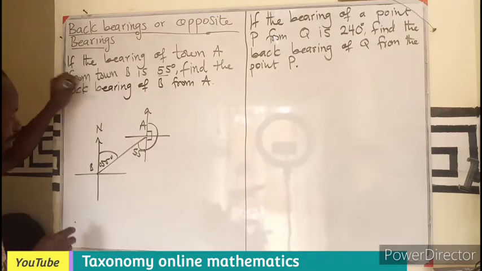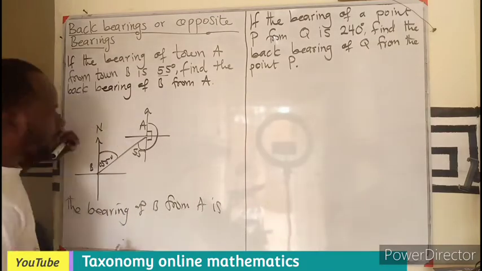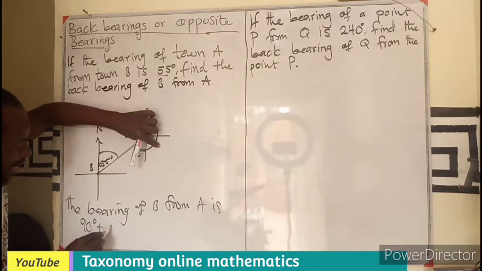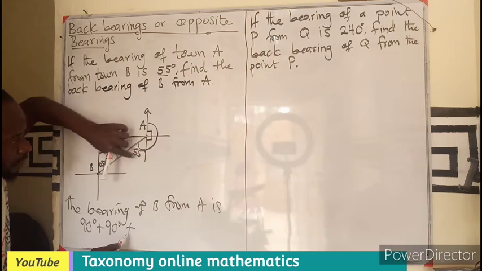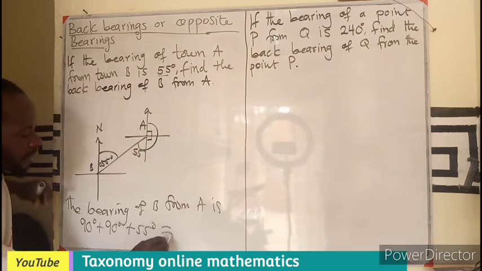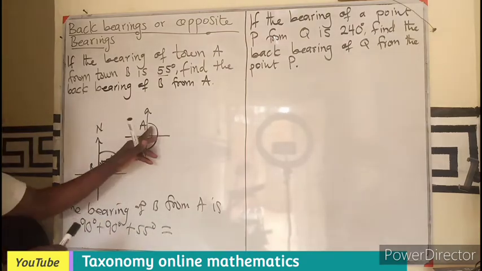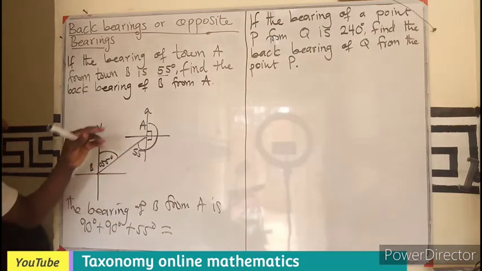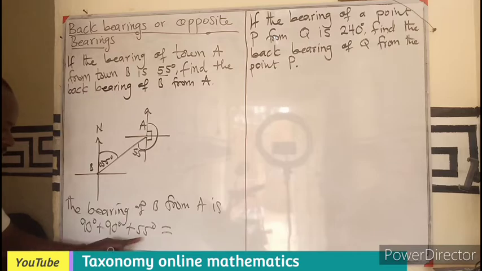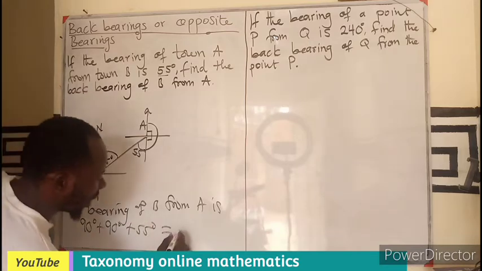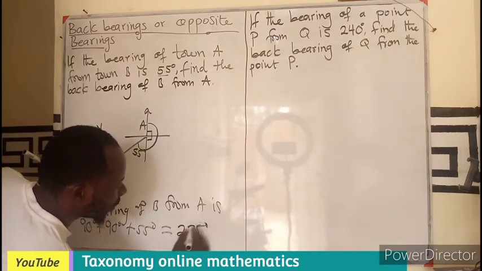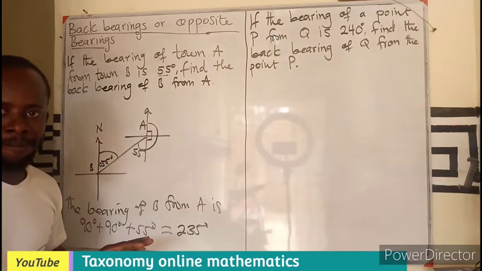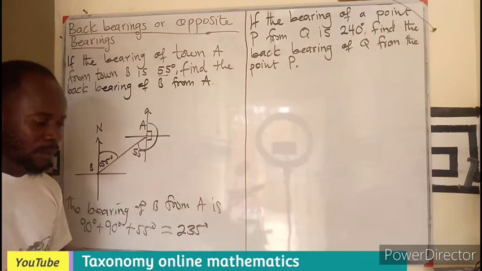So therefore, the bearing will be, first of all, 90 degrees plus another 90 degrees plus 55 degrees. If I add these three angles, I should be having my back bearing. This is 180. So if you add 55 here, we have 235 degrees as the bearing of B from A, as in back bearing. Good.